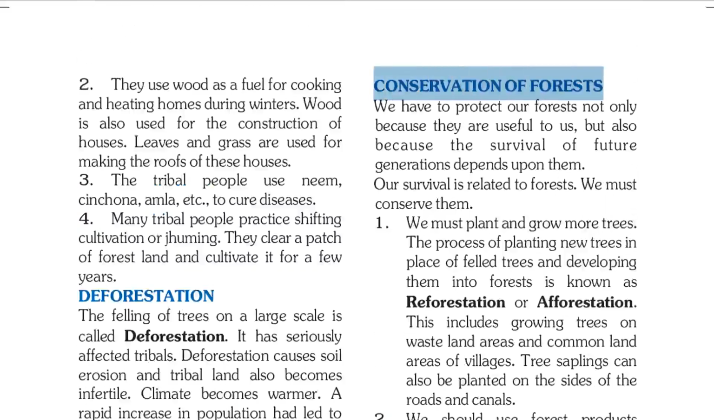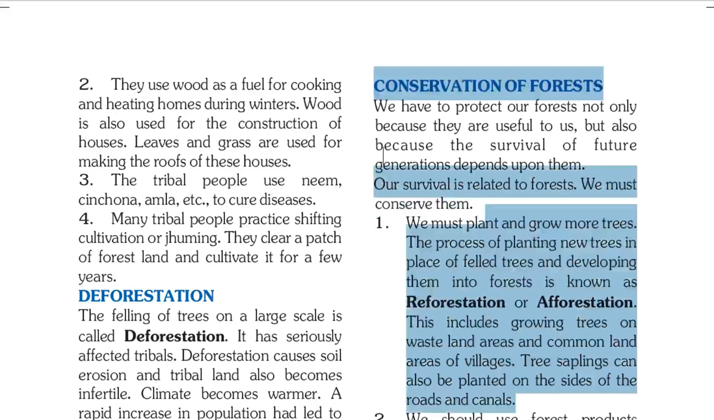Conservation of forest. We have to protect our forest not only because they are useful to us, but also because the survival of future generations depends upon them. Our survival is related to forest. We must conserve them.